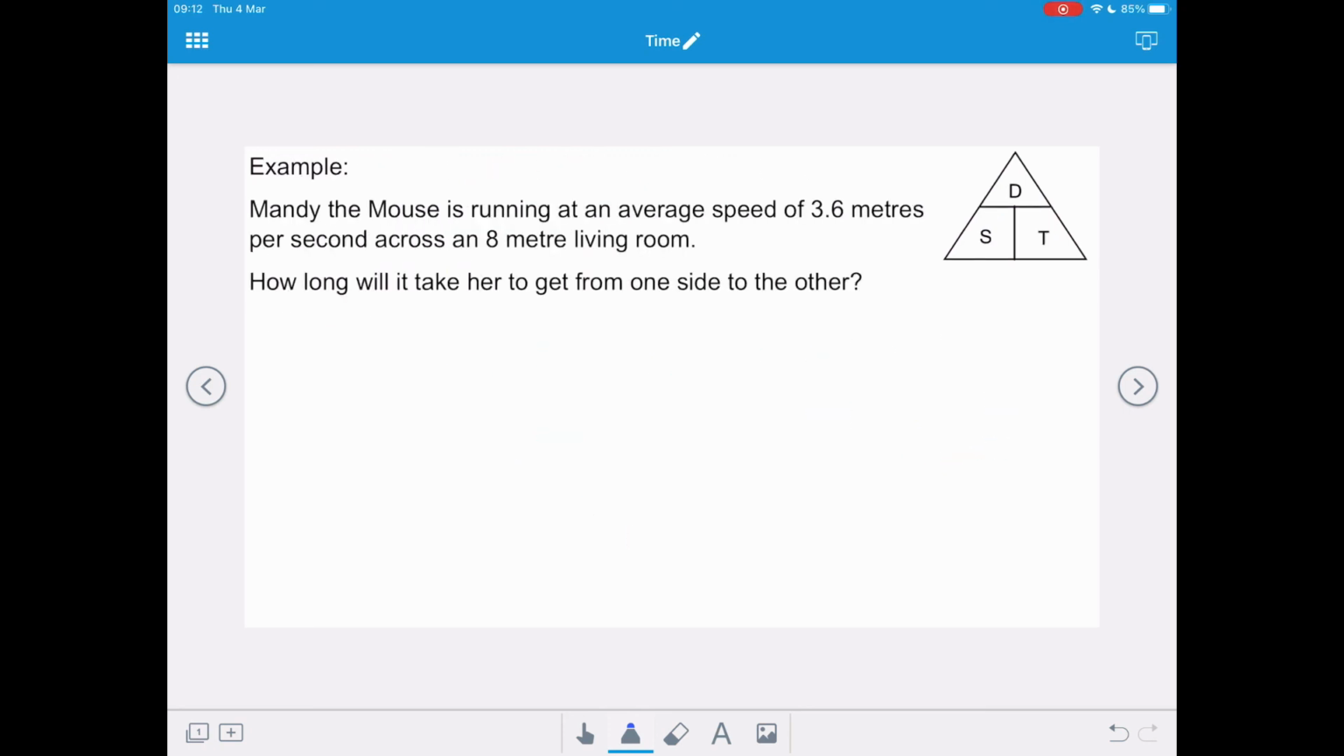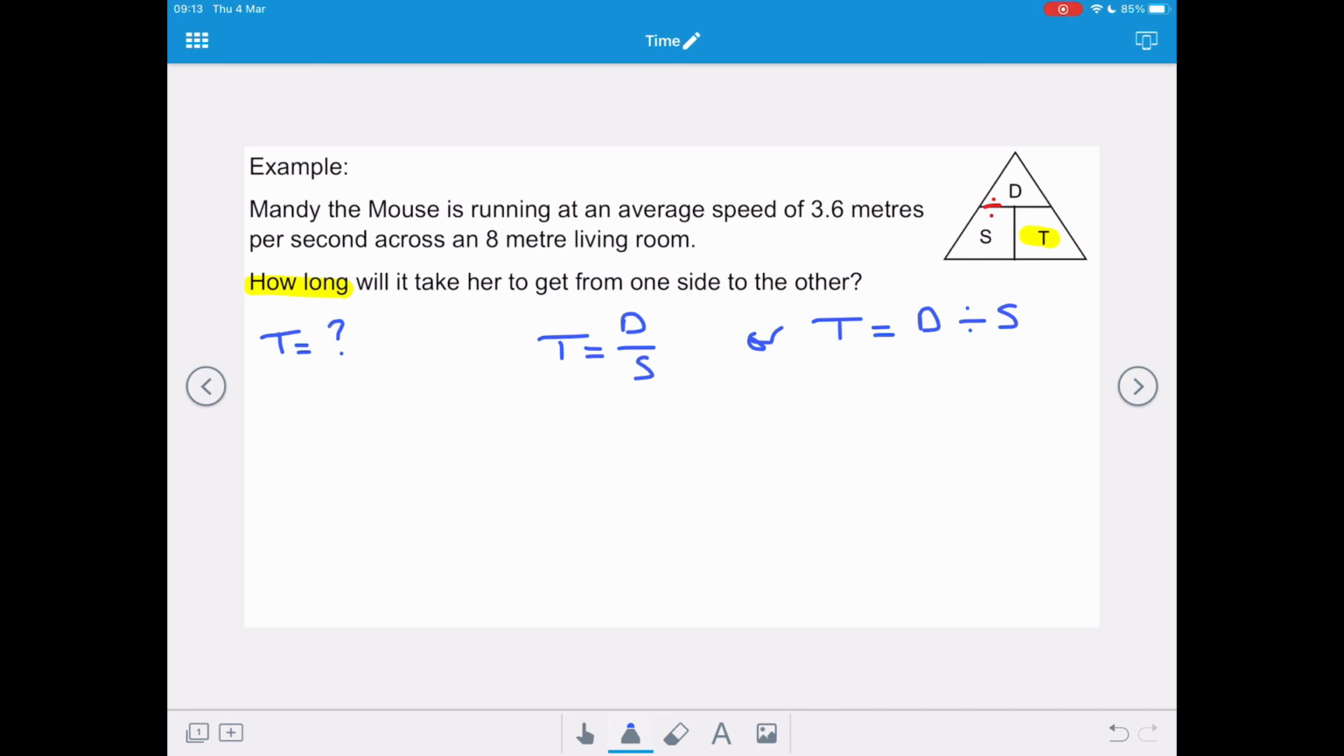Now in this example, Mandy the mouse is running at an average speed of 3.6 meters per second across an 8-meter living room. How long will it take her to get from one side to the other? So we want to know how long, that's time, and that means that we're doing distance divided by speed. So let's write the formula. That's t equals d over s, or as I said before, we can write it as t equals d divided by s.